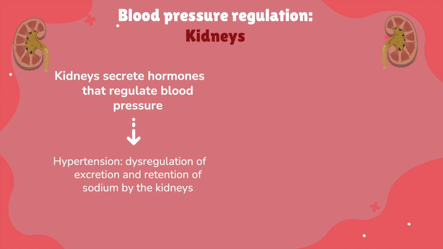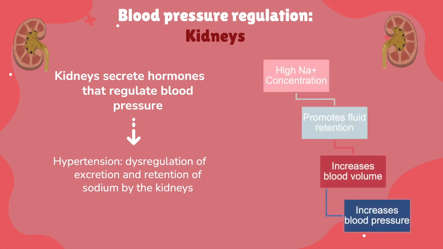The kidneys also play a role in responding to long-term changes in blood pressure and blood flow. They do this by secreting hormones that regulate blood volume. Dysregulation of kidney processes, specifically the excretion and retention of sodium, are characteristics of hypertension. High concentrations of sodium and low levels of potassium promote fluid retention in the kidneys and the blood plasma, thereby increasing blood volume and consequently blood pressure.